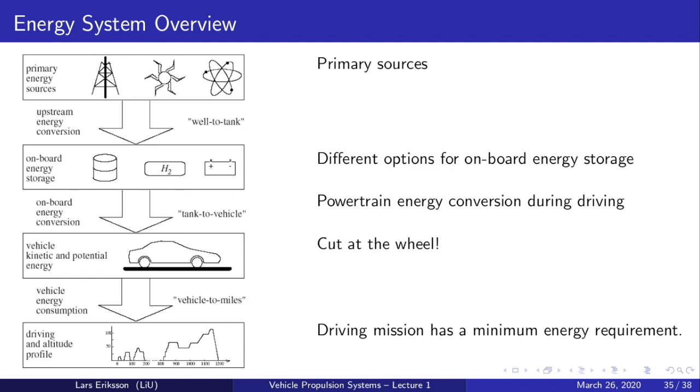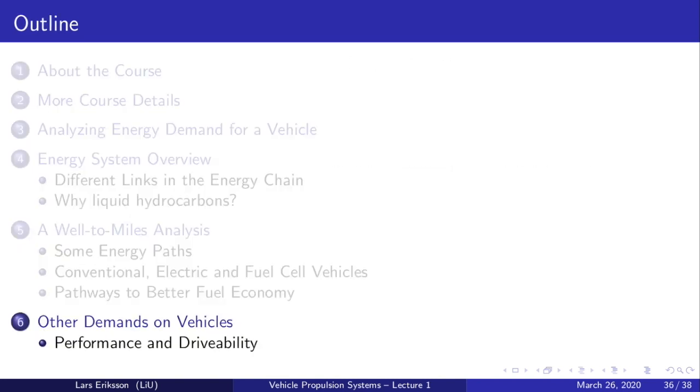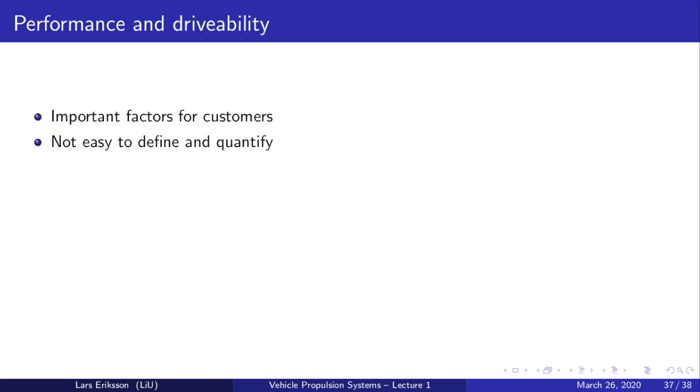Besides fuel economy, we also have other demands on vehicles. These demands are important factors for customers when they are buying their vehicles. Some of the factors that are important we will look at here, but the most difficult thing from an engineering point is that many of these performance and drivability factors are not easy to define and quantify, so that we can do computations and estimate how we are improving in the different directions.